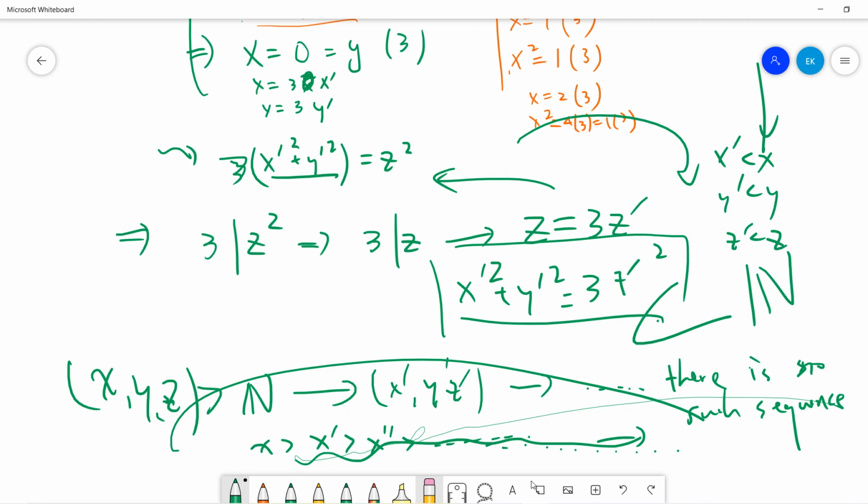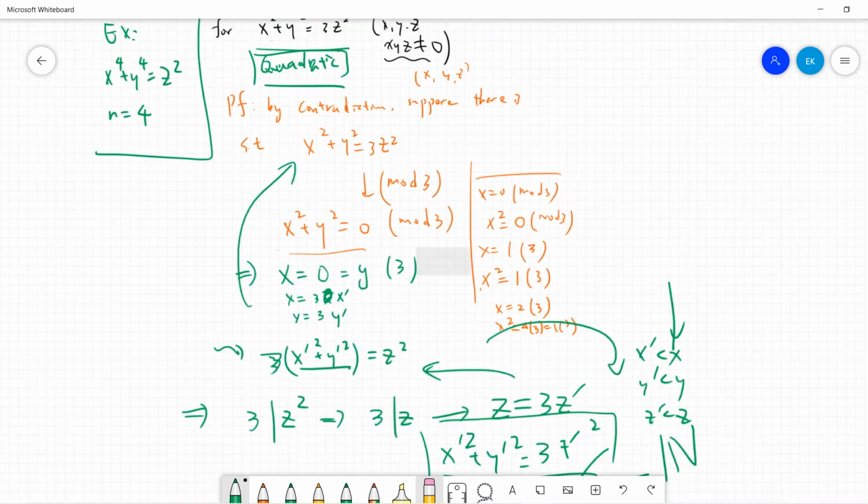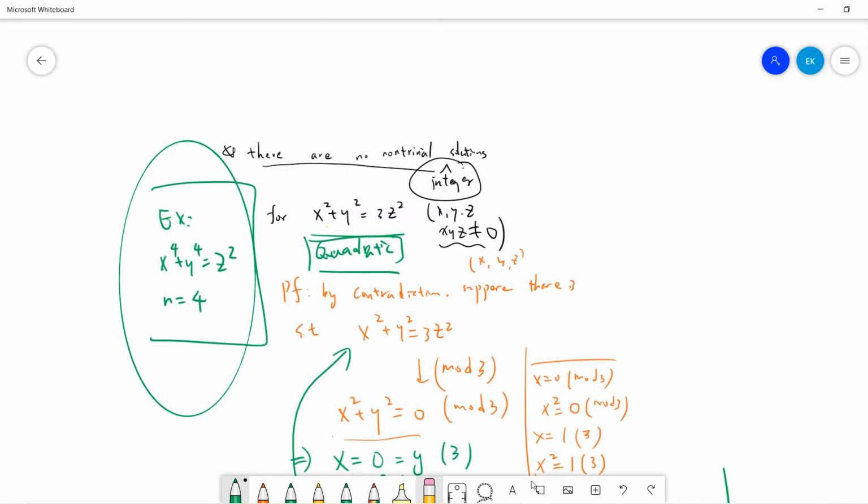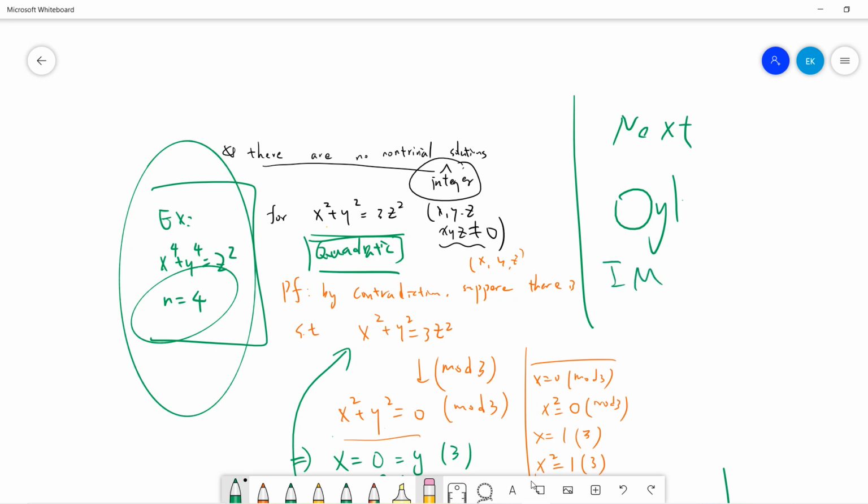This is a very simple example compared to Fermat's theorem for the n equals 4 case. Next example, we will talk about an Olympiad problem, I guess an IMO problem, which is very famous, where people use this proof of infinite descent to prove very difficult results.